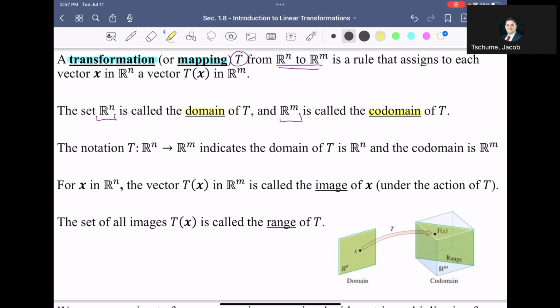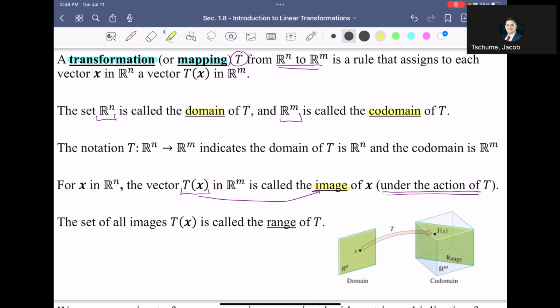The next definition we're going to talk about is the image of a transformation. For a vector x that exists in the first dimension of the transformation, the vector T of x that's in the second dimension is called the image of the original vector x. So this T of x that you find in your second dimension is the image of x, obviously under the action of T.